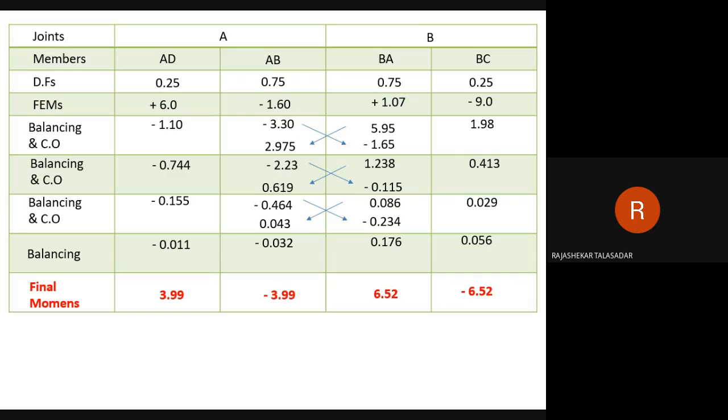Next, balancing. You have to see these two columns because A has got two members. No moment has transferred here, so it is 0. So plus 2.975 plus 0 is the unbalanced moment. So what will the balancing moment be? Minus 2.975. Very good. Now do these contributions. Minus 2.975 into 0.25.